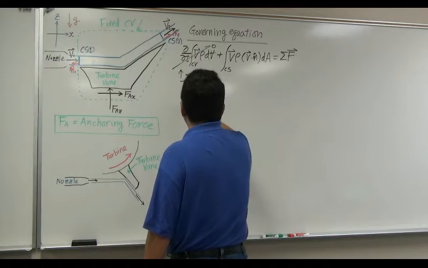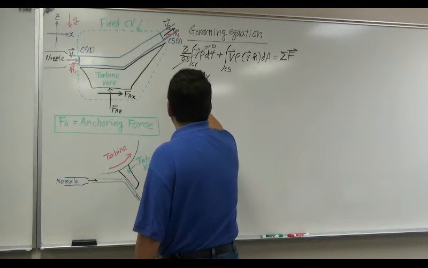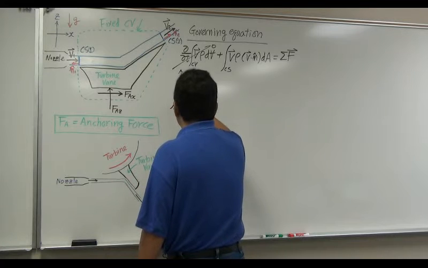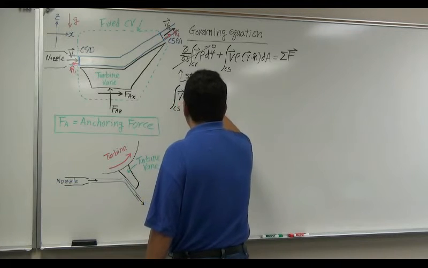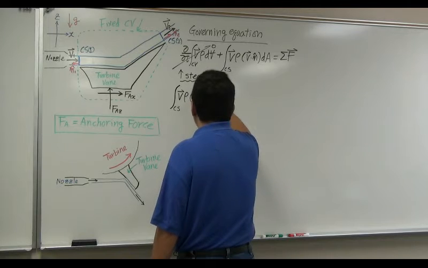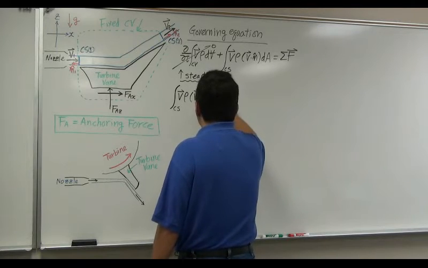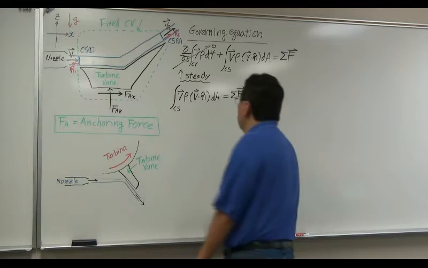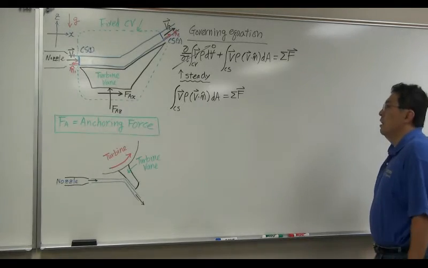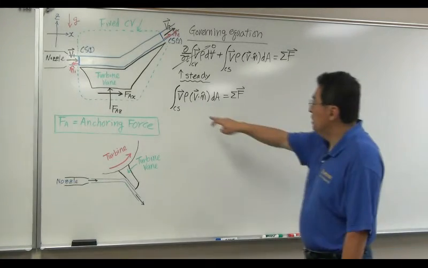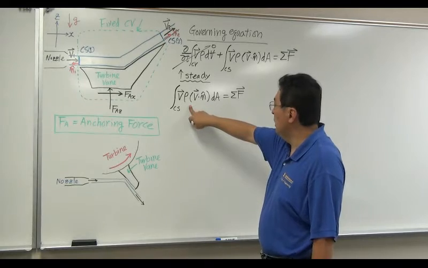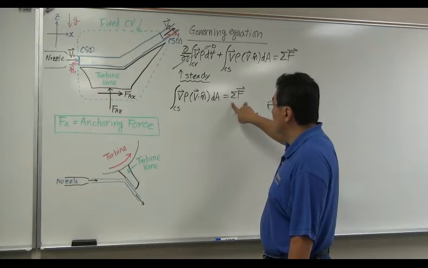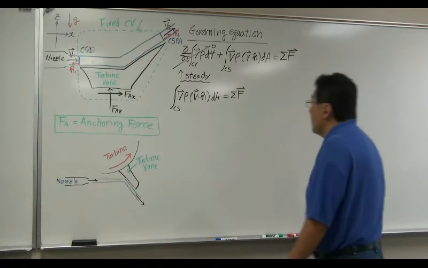So if this is 0, this equation of course becomes the integral over the control surface of v rho v dot n dA equal to the summation of the forces. Okay? So this is basically the momentum flux in and out. The right hand side is the forces acting on this control volume.